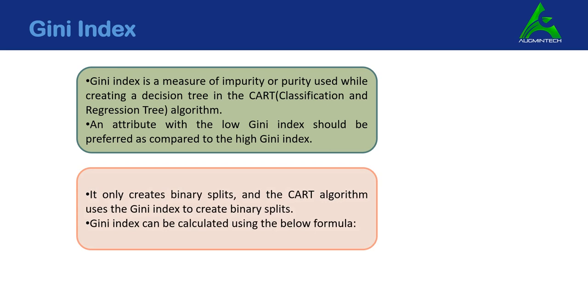The CART algorithm uses the Gini index to create binary splits, and it can be calculated using the below formula. That is, Gini index equals 1 minus the summation of p squared of c.